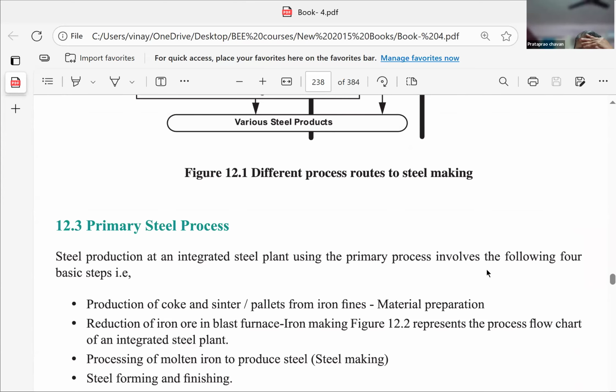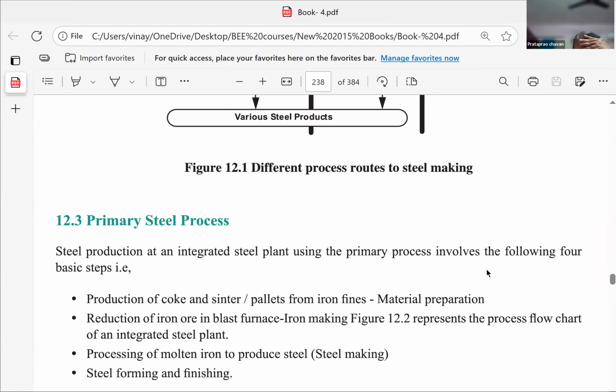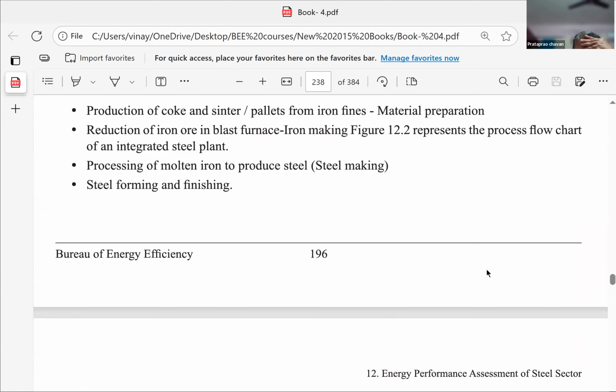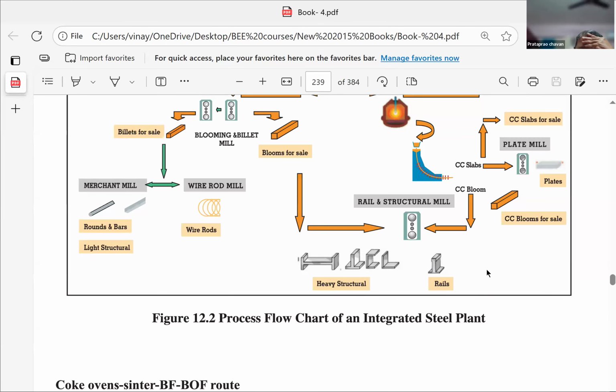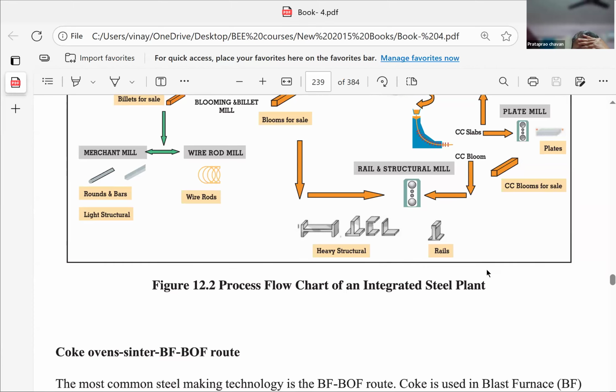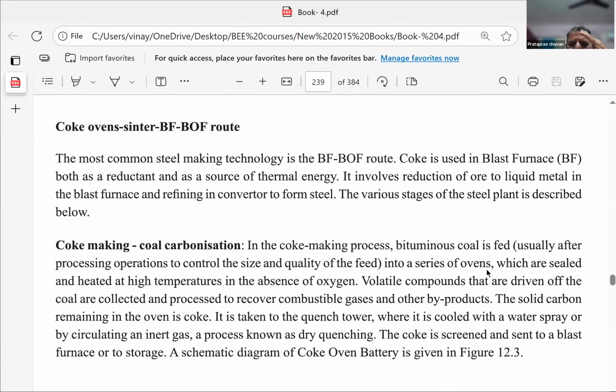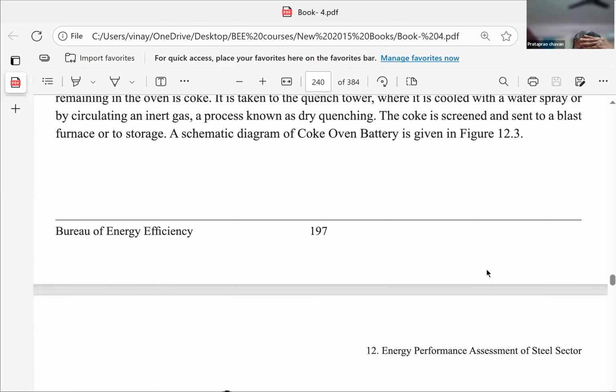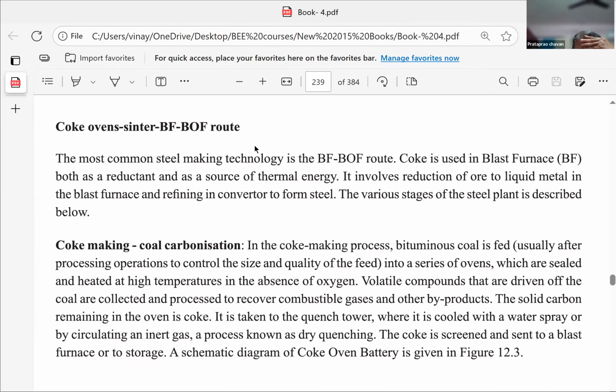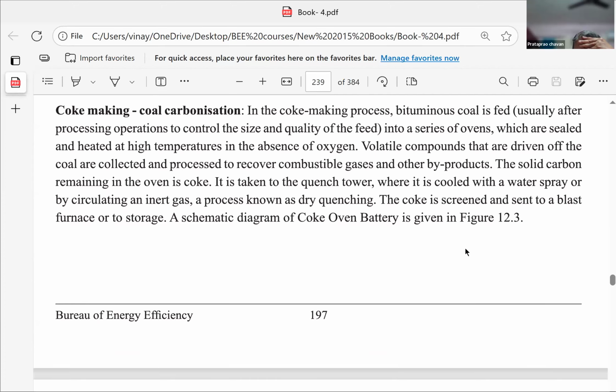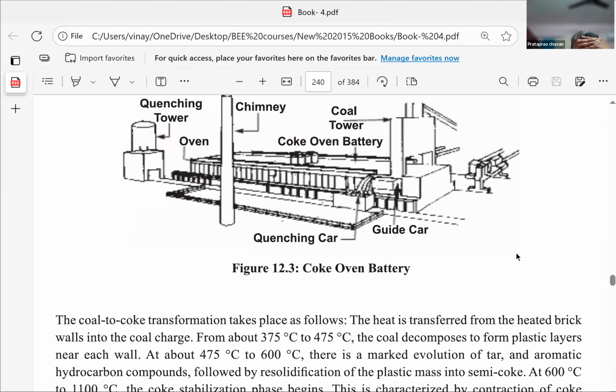Now, the real thing which we are going to ask in the question paper, what they will ask you on this. They will not ask you the general description of how steel is made. No, that is too elementary for that. So, as an energy auditor, you can, but don't neglect this portion. You read everything, try to understand.